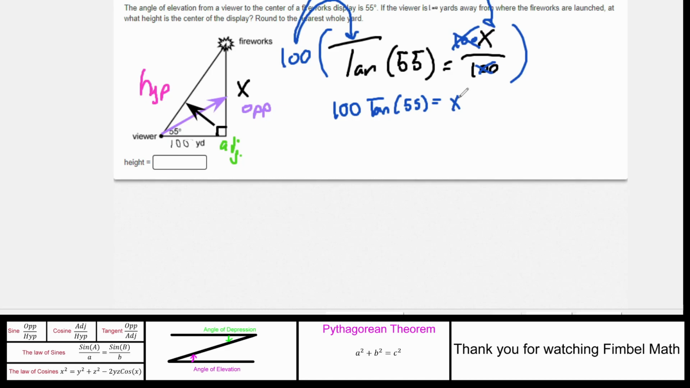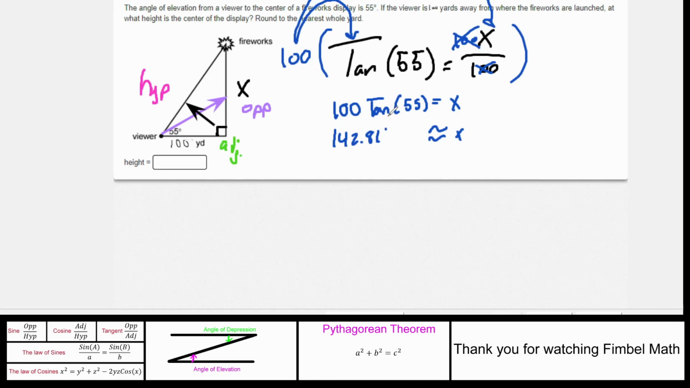So now all I have to do is plug that into my calculator, and we're good to go. Now make sure you do 55 tangent times 100, and you get x is approximately 142.81. And then go back and double check.